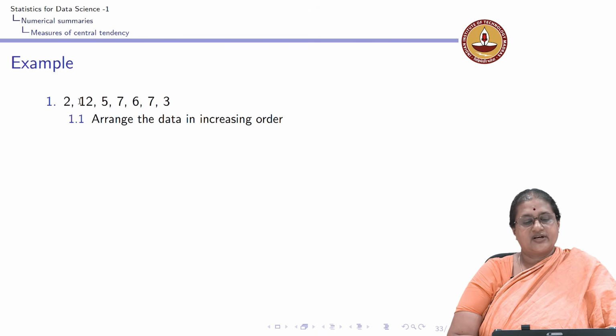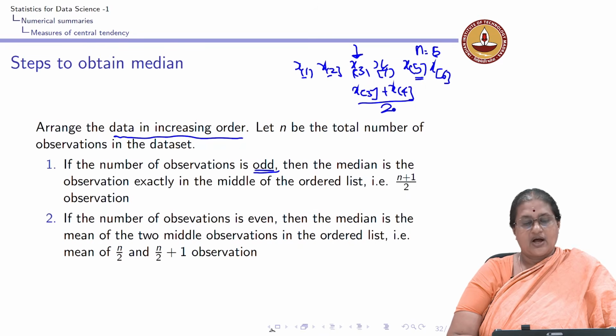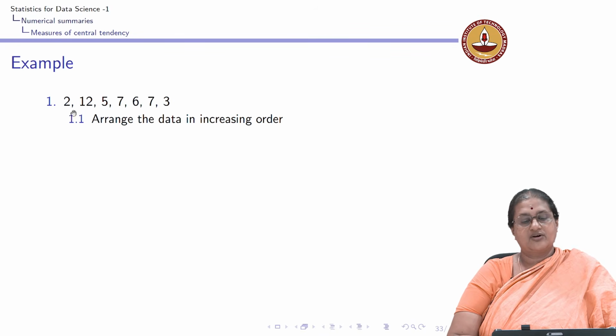When I have this data: 2, 12, 5, 7, 6, 3, 7, the first step says to arrange the data in increasing order. So the arrangement of data is going to be 2, 3, 5, 6, 7, 7 and 12. I have arranged my data in ascending order. Now, what is my n in this case? I have 1, 2, 3, 4, 5, 6, 7, so n equals 7, which is odd.